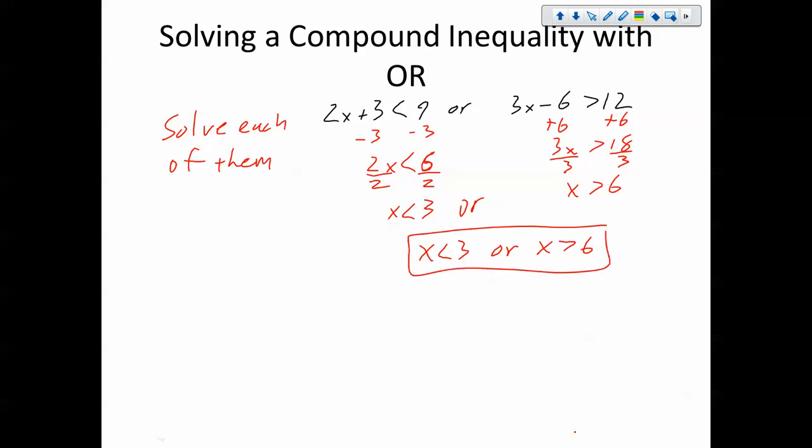And we are done. Again, if we wanted to graph that, there's my 0, there's my 3, there's my 6. So it's less than 3, so open circle to the left, greater than 6, open circle to the right.